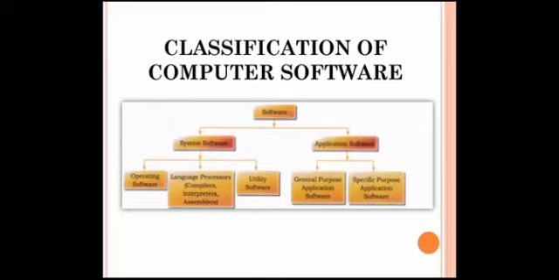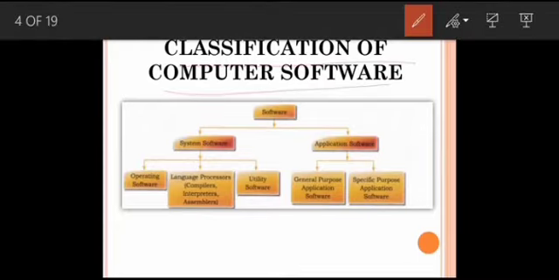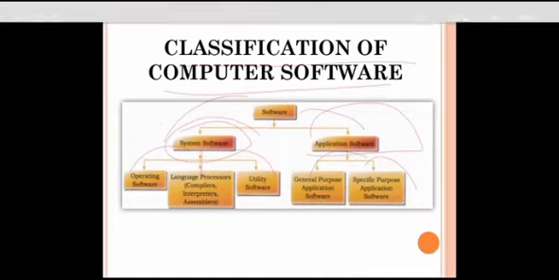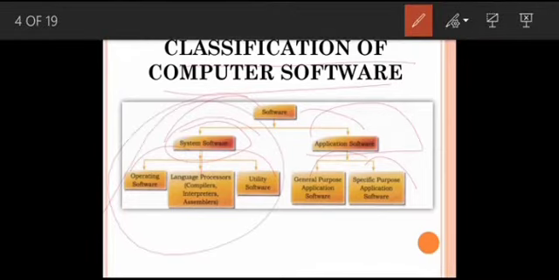So let's start. Now, computer software is divided into two main categories: system software and application software, which is further divided into subcategories. System software is further divided into operating system, language processor, and utility software, whereas application software is divided into general purpose application software and specific purpose application software. Today we'll complete this portion, system software, as this portion is very important to run the computer system. So let's start with system software.